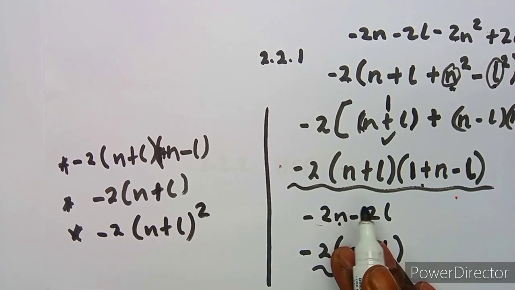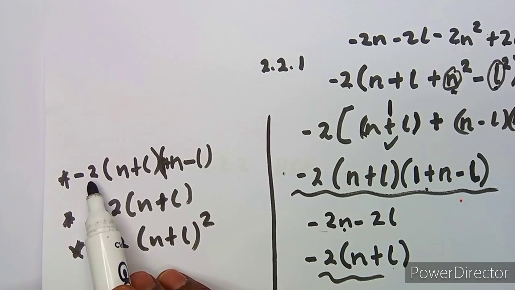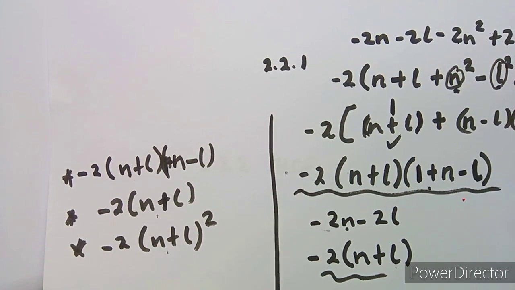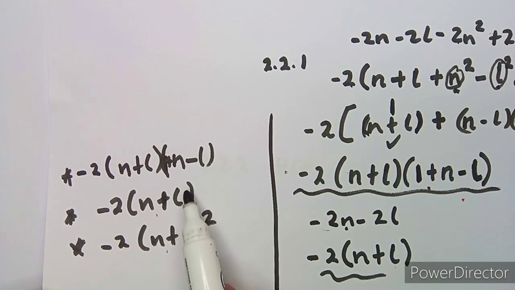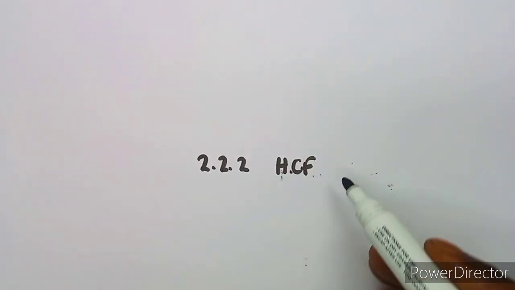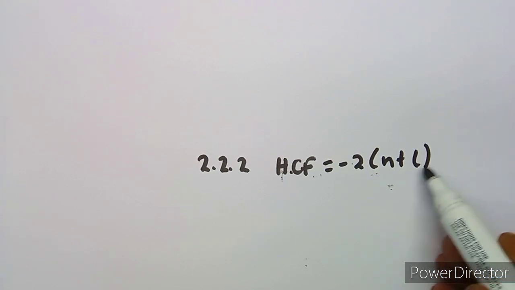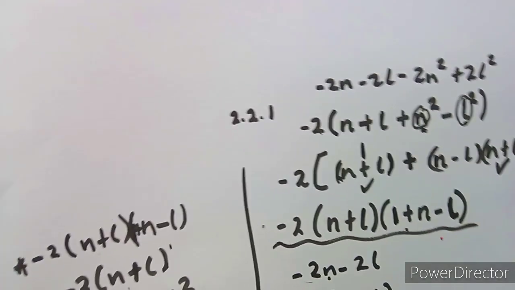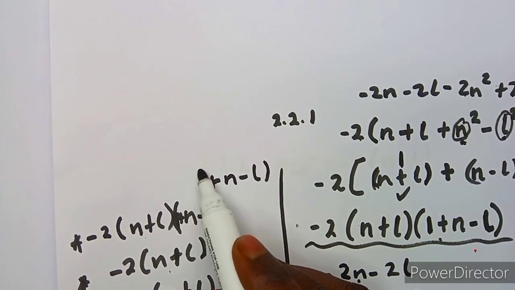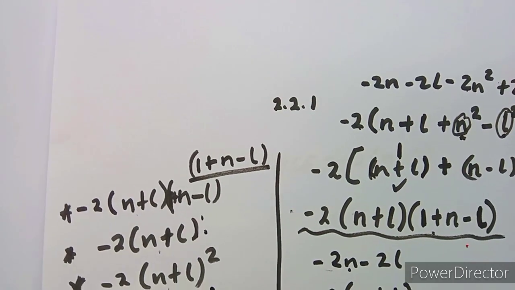All right, so it's now easier for us to locate the HCF. Remember, the HCF should be common throughout. So as you can see, minus 2 is common throughout. N plus l, n plus l, n plus l is common. And remember, I told you that you take the one with the smallest exponent, which is 1. So our HCF is going to be minus 2 into n plus l, the one with the smallest exponent. So this bracket of 1 plus n minus l is not common. We do not have it here, so we don't take it for the HCF.